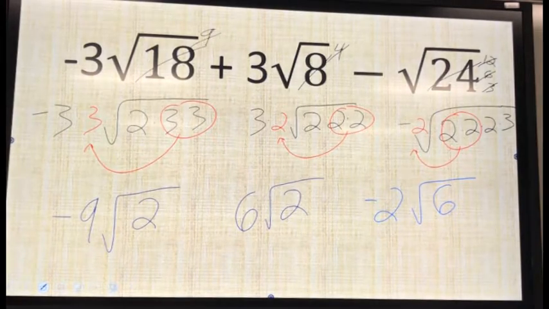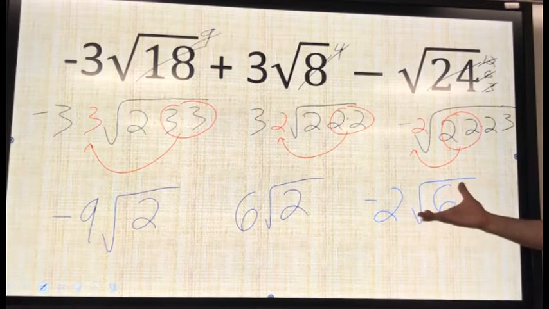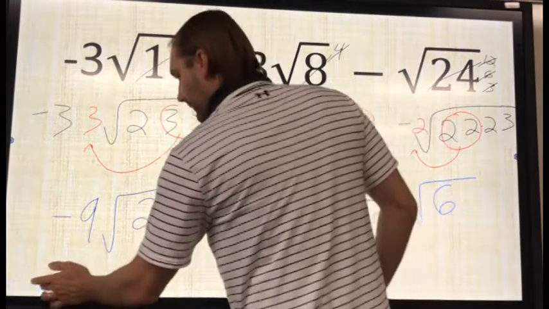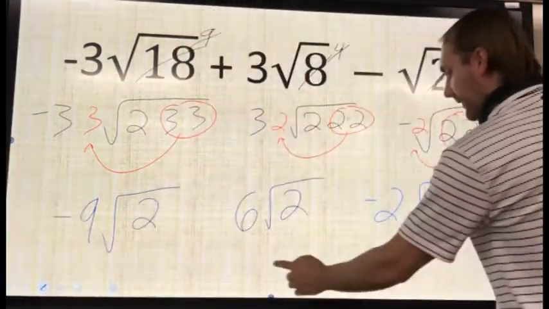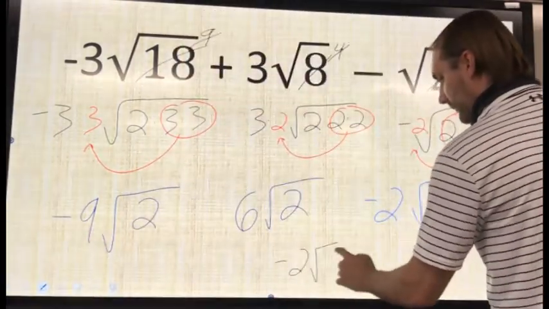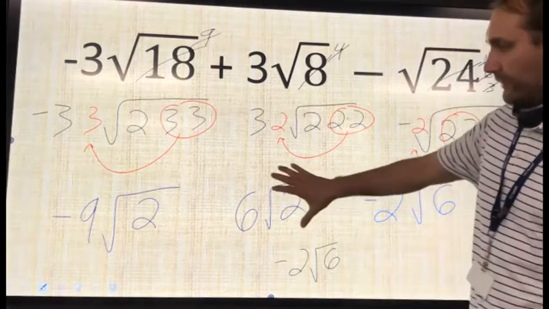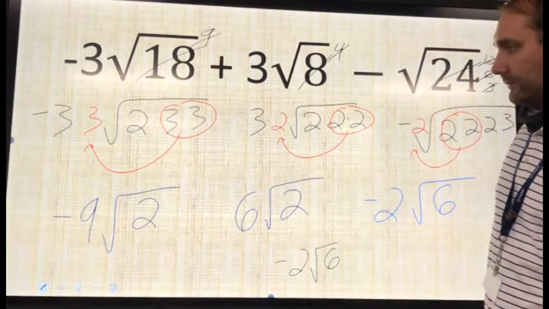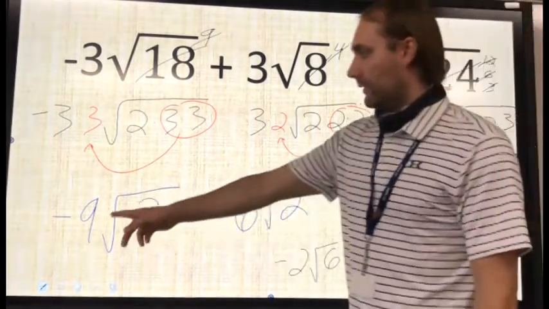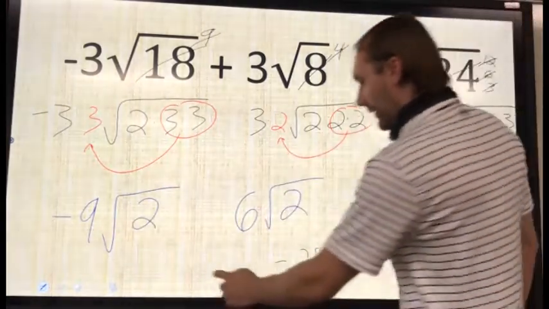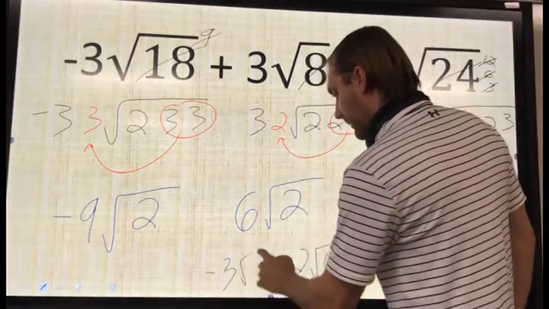So could you add all of them together? No, you can't. One of these is not like the other. This one, right? I have to leave this one out of it. So it stays as a negative 2 square root of 6. And what about my square root of 2s? What are those turned into? Negative 9 plus 6 is a negative 3 square root of 2.